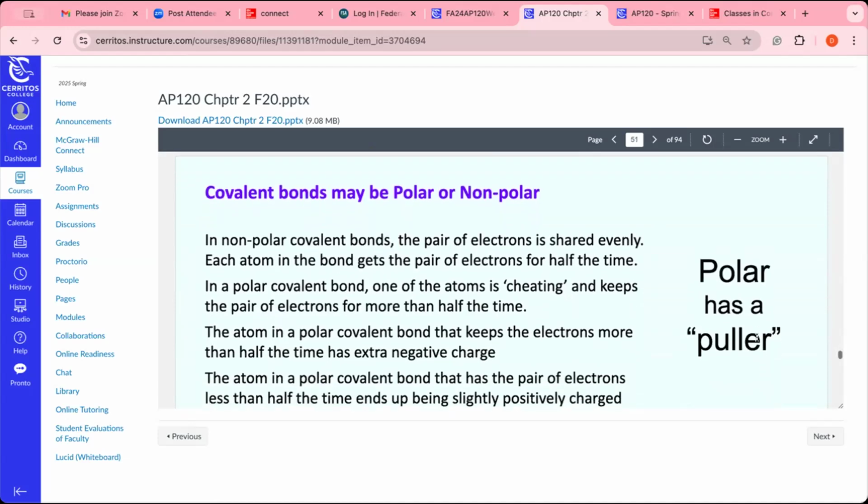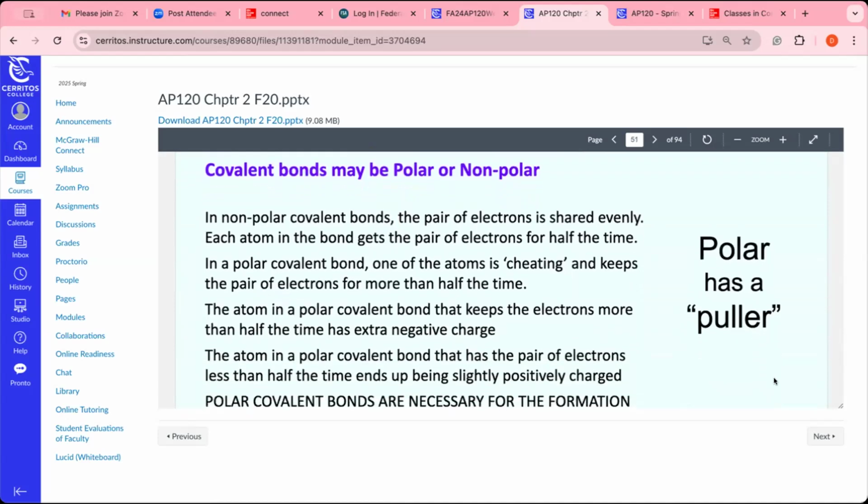Covalent bonds may be polar or nonpolar. In nonpolar covalent bonds, the pair of electrons is shared evenly. Each atom in the bond gets the pair of electrons for half the time. Kind of like the two hydrogens, they share nicely, right? In a polar covalent bond, one of the atoms is cheating and keeps the pair of electrons for more than half the time.